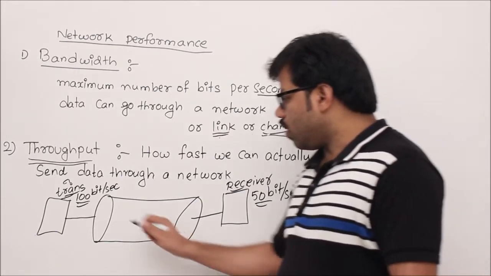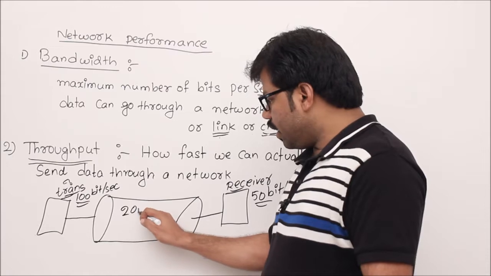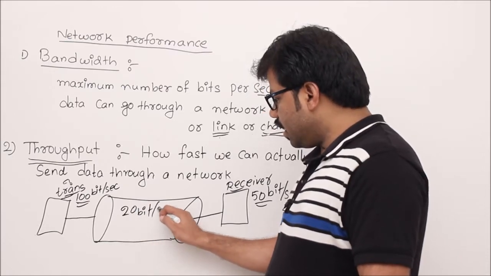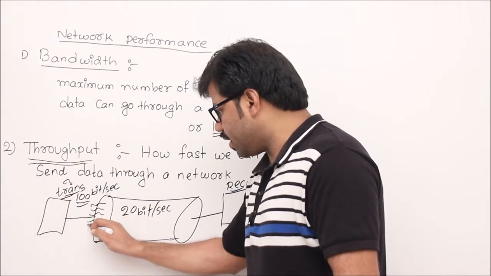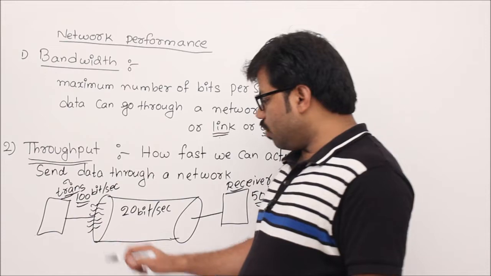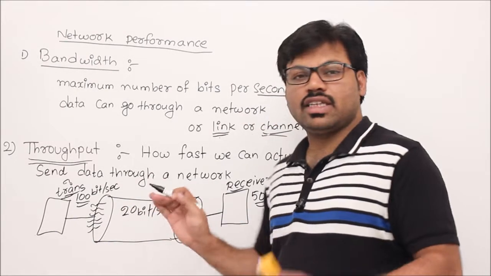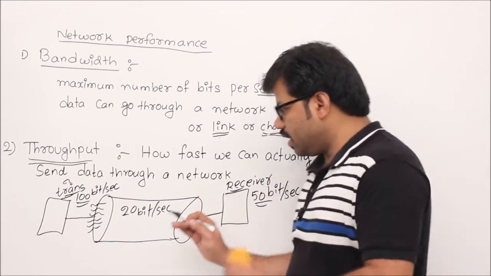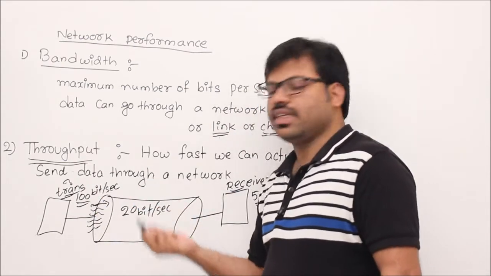Second thing, now this cable, for example, only permits 20 bits per second. That means this cable allows only 20 signals per second because of its physical property. Understand? I am not talking about propagation speed or anything. I am not asking about signal speed. We are just seeing how many signals it can consume per second.